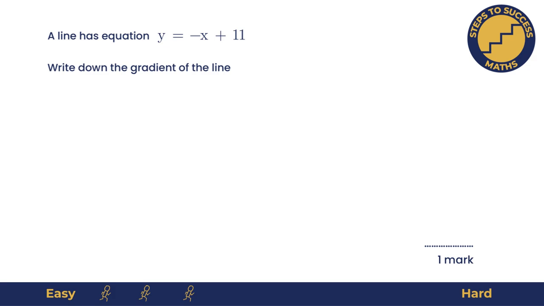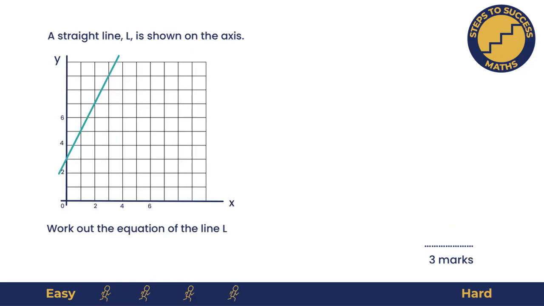A line has equation y equals negative x plus 11. Write down the gradient of the line. So using the form y equals mx plus c, we're looking for m, the number in front of the x. Well, it's only one x, so the number in front is 1 and it's a negative. So the gradient is negative 1. Don't forget the negative.